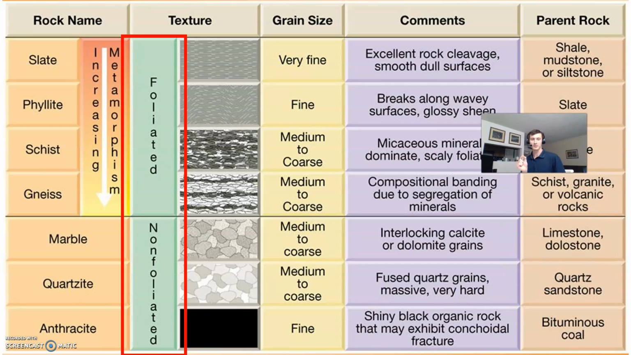Similarly, with this, we take a quartz sandstone with a lot of quartz in it, and we put it through the metamorphic process, and we get quartzite as a result. So rather than having grains with a little cement putting them together, we have something which is closer to interlocking fused quartz grains.